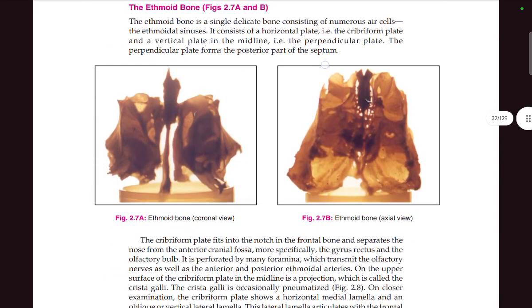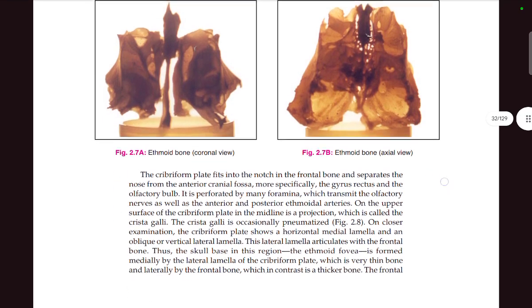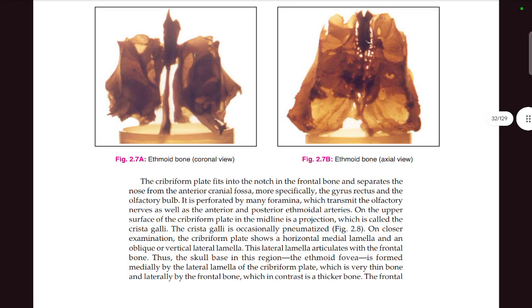Ethmoid bone. The ethmoid bone is a single delicate bone consisting of numerous air cells, the ethmoid sinuses. It consists of a horizontal plate, that is, the cribriform plate, and a vertical plate in the midline, that is, the perpendicular plate. The perpendicular plate forms the posterior part of the septum. Ethmoid bone, coronal view, ethmoid bone in its axial view.